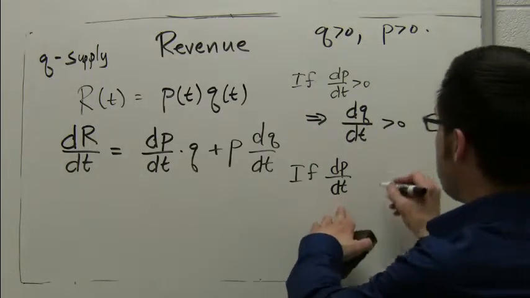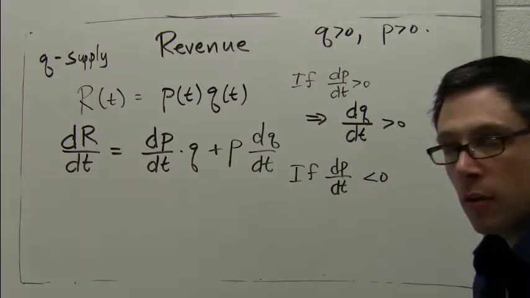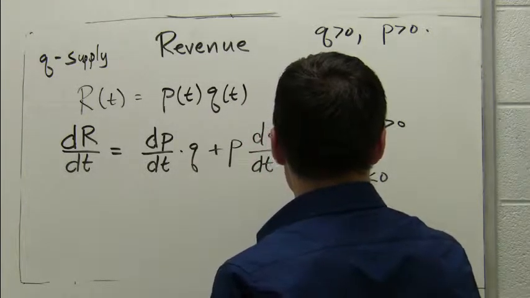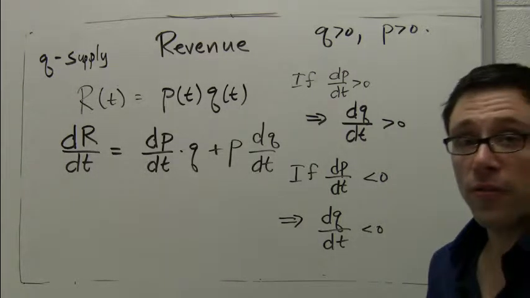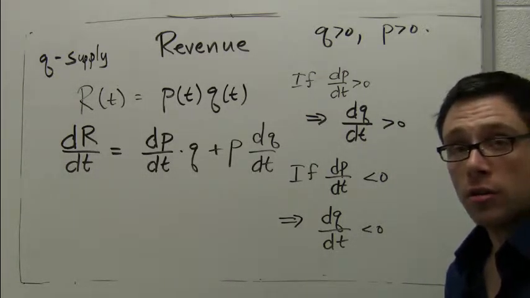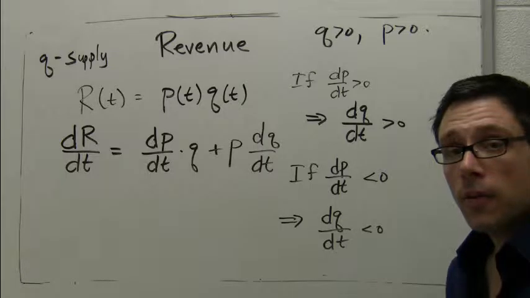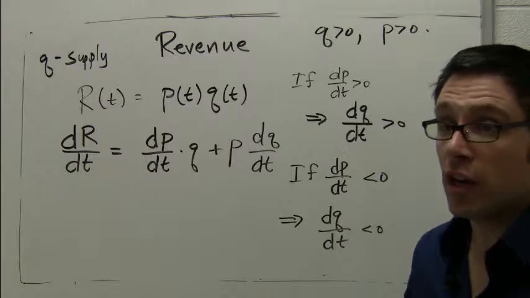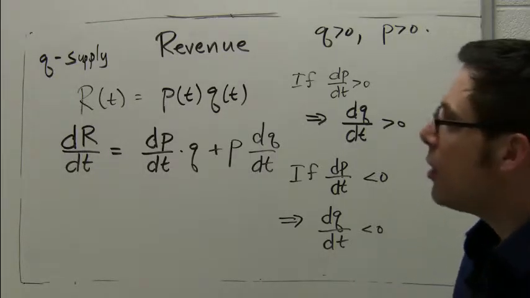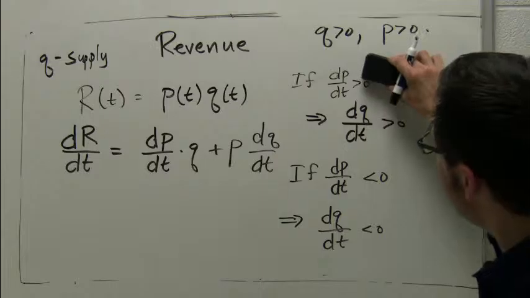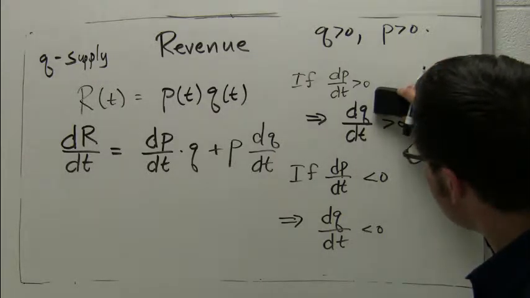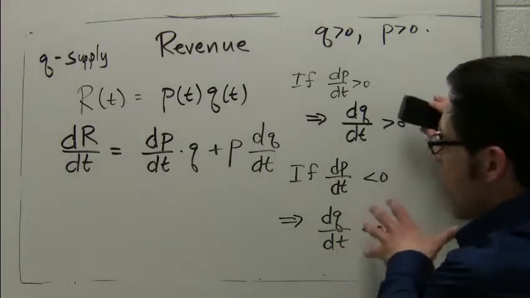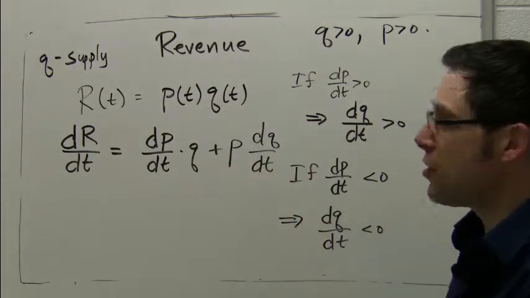So this is true, and the other way around: if the price is changing with respect to time and this is negative, so price is decreasing, that means supply is also going to be decreasing. dq/dt would be negative, because if the price per item that I can charge is decreasing, then I'm not going to make as many items. I'm not going to supply as many things if I can charge less per item. So on the supply side, the rates of price and quantity are going to be the same sign, not different signs.